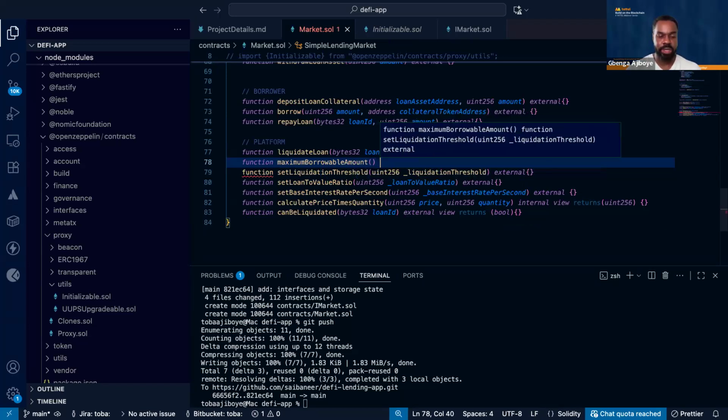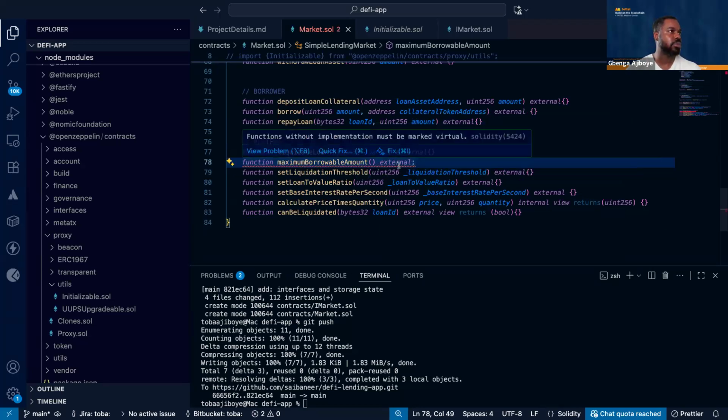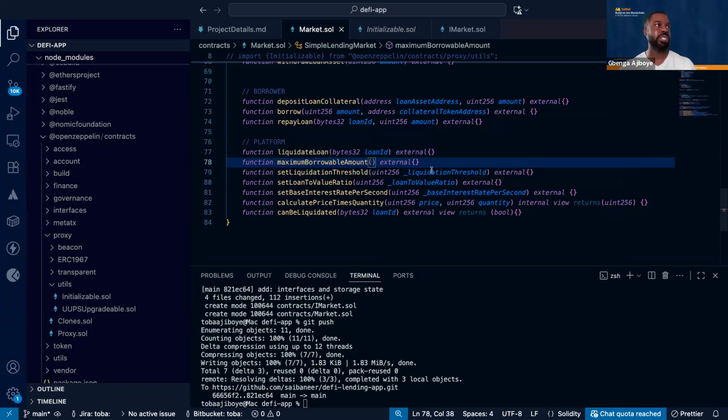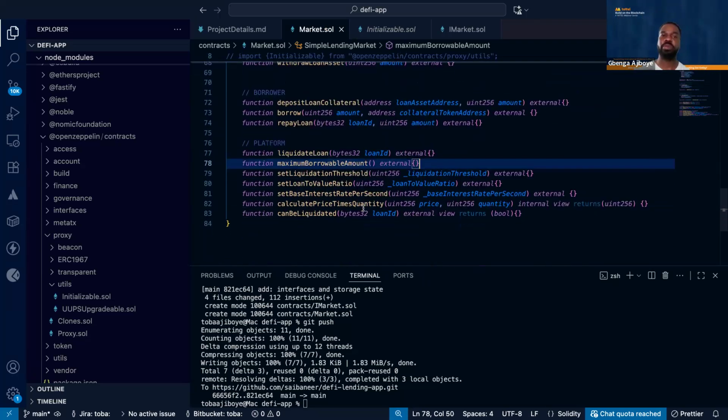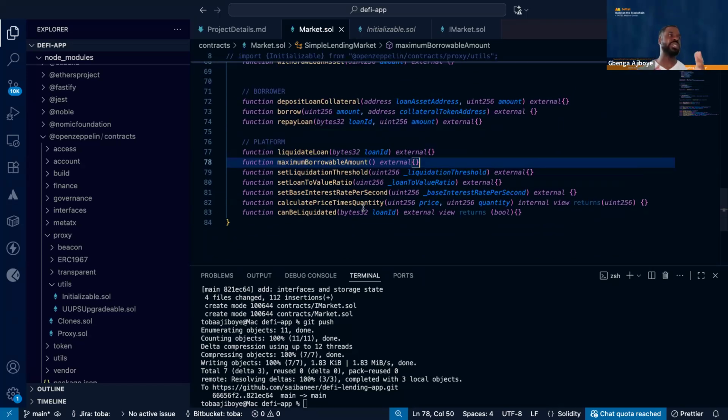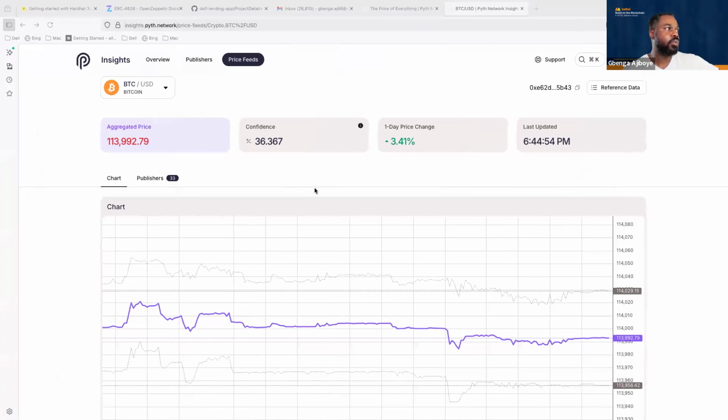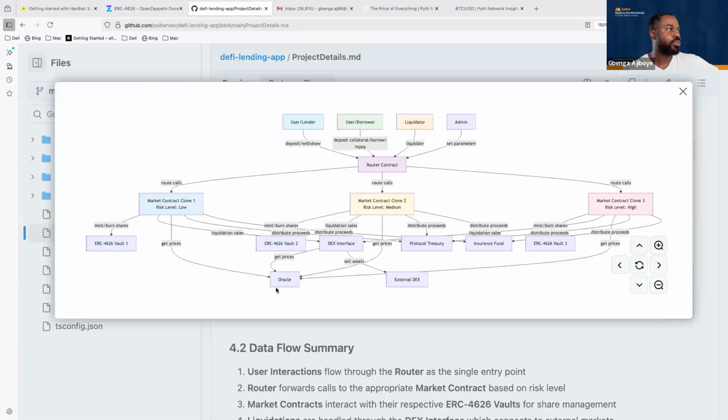I don't know yet what parameters I'll be taking, to be decided. A lot of all these things are to be decided based on what we deem to be the right thing. So at that point in time, the Oracle will give us the price, and then we can use the price to know what the maximum borrowable amount is, and then the person can borrow up to that value, but not more than. And that's why we need the Oracle.